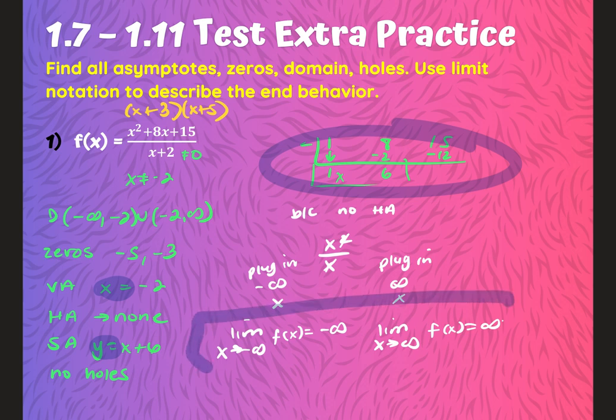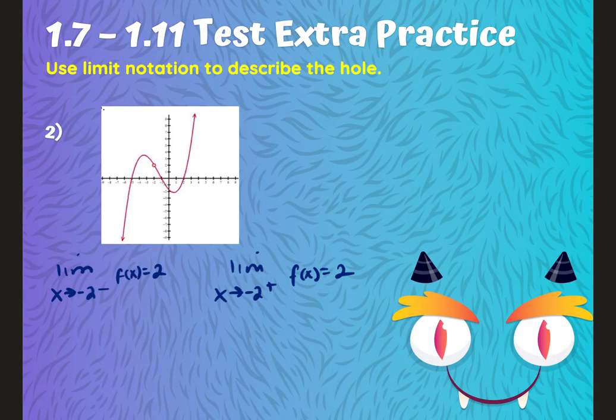The limit notation is based on either your horizontal asymptote, or in this case, if there was no horizontal asymptote, I took the leading terms, which is x and x squared over x, simplified it, cancels out an x, and then you're plugging in negative infinity for the left and positive infinity for the right, and you got negative infinity and positive infinity.